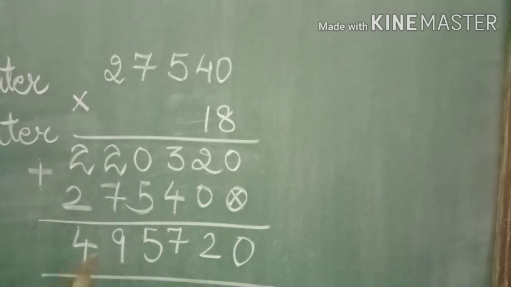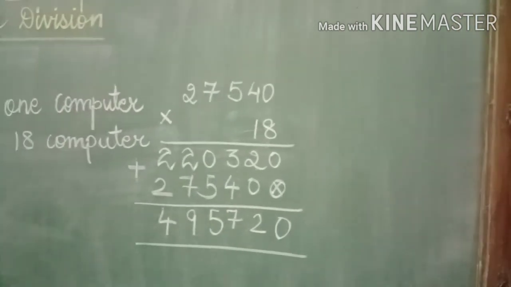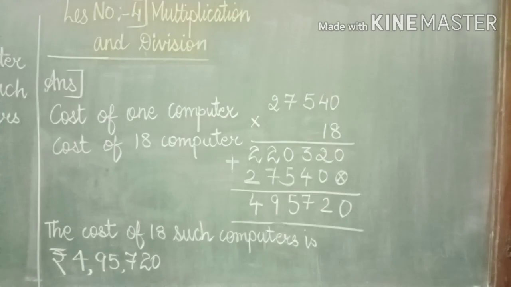So the answer is 4,95,720. So we are going to write the cost. What will be the cost? The cost of 18 such computers is 4,95,720. So students, we have completed the fourth word problem.